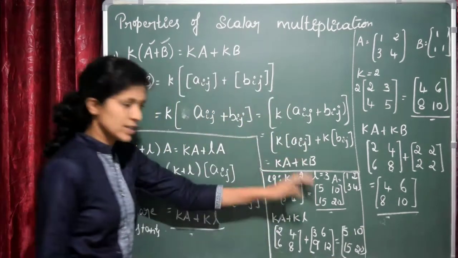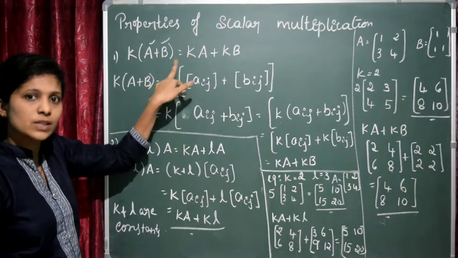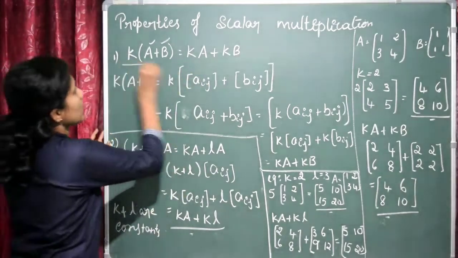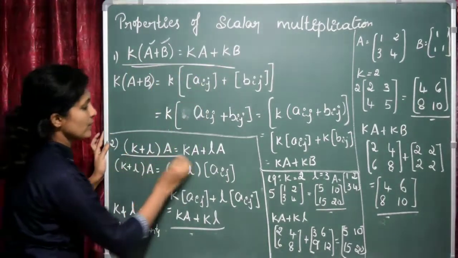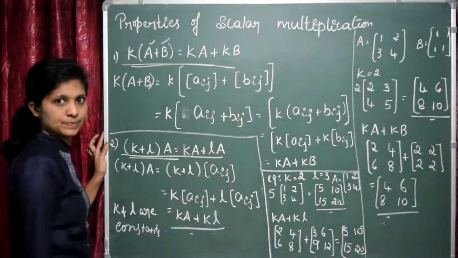Actually, these examples are not important. Just you have to remember this one. K into A plus B is always equal to Ka plus Kb. This is the important one. Next one, this one. K plus L into A is equal to Ka plus La.